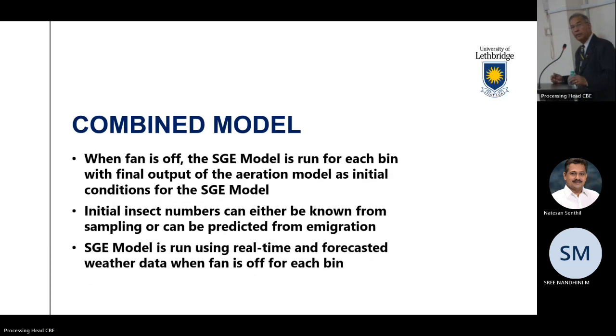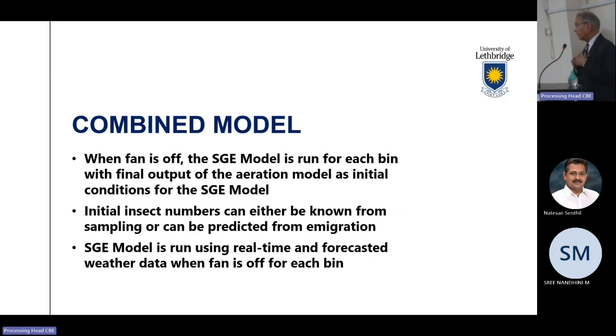Next. When the fan is off, then the stored grain ecosystem model would run for each bin and provide the final output after aeration as the initial conditions for the SGE model. The insect number can either be known, a farmer might know that, but if they don't know, you can start with the assumption of one adult female and one adult male insect in the bin.